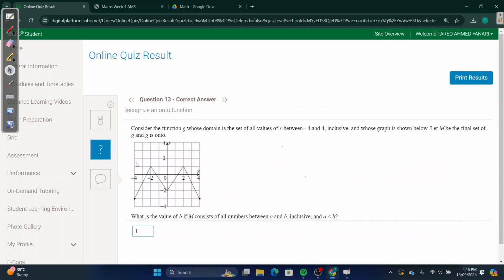Okay. Consider the function g whose domain is the set of all values of x between -4 and 4 inclusive and whose graph is shown below. Let M be the range of g, and g is onto. Okay.